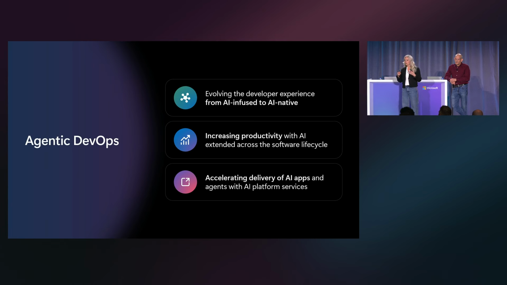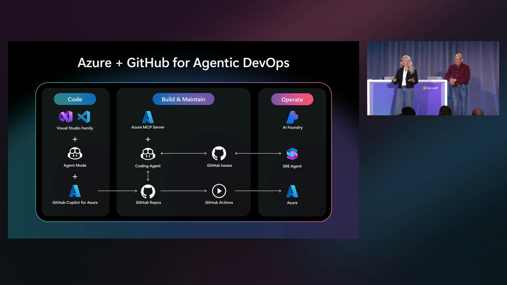There are really three key ideas within this topic. One is about moving from AI-infused to AI-native. And this is that idea that you have the agents embedded into your workflows, into your tools, across that whole lifecycle. And that, in turn, increases your productivity across the whole lifecycle, which helps you accelerate your ability to deliver AI apps and agents. And so our team is working really hard to make sure that when you are building on Azure and Foundry, you have the best tools to work with all of the agents across that lifecycle.